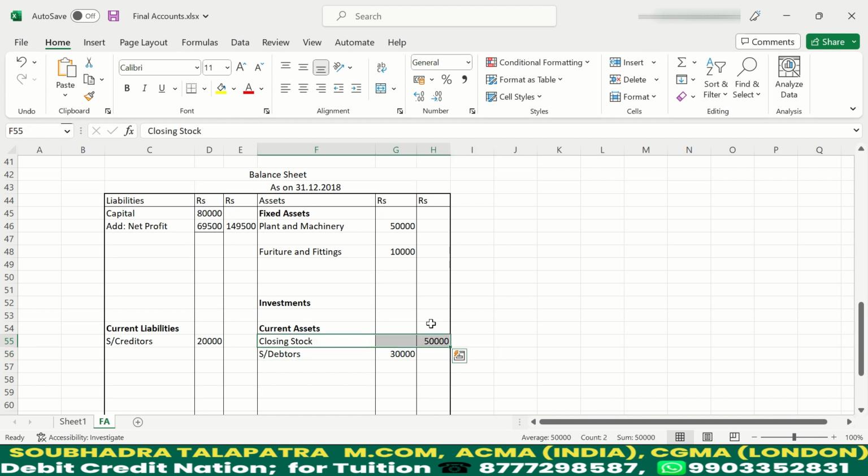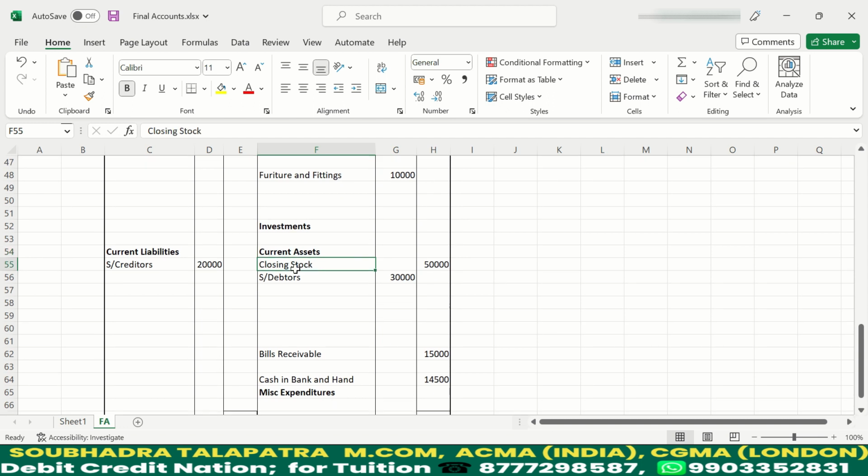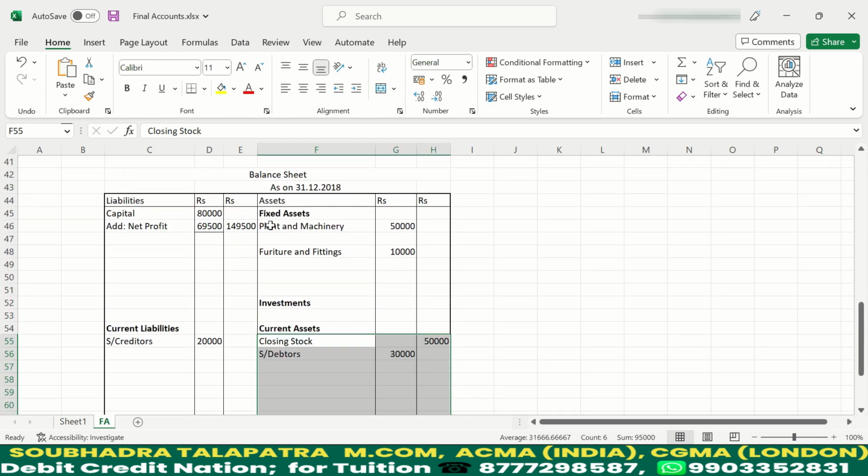Why current assets? The difference between current assets and fixed assets is that from current assets I will get benefit for one financial year, but from fixed assets I will get benefit for more than one financial year. All right, so closing stock, although I couldn't sell it this year, next year I will definitely sell it. So within one financial year my closing stock will disappear and become zero. That's why it will appear under the current assets.